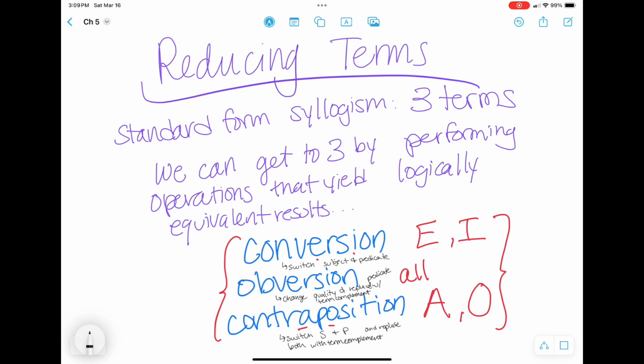Just remember, you can do conversion on E and I, obversion on any, and contraposition on A and O. All those operations, if done on the appropriate type of proposition, preserve truth value and come up with something that's logically equivalent. So I encourage you to get lots of practice, and if you come across one that you have trouble with and you want me to run through it in a video, let me know.